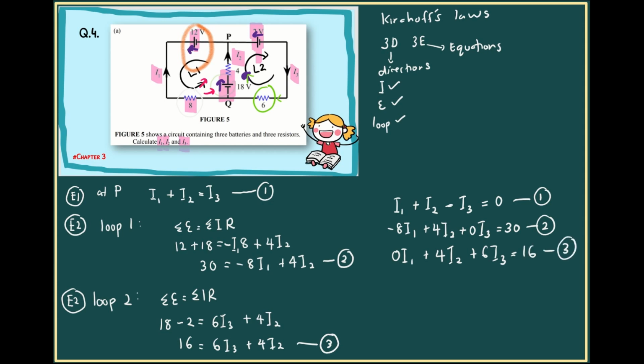You can use the equation function in the calculator. Then finally, you'll get your values: I1 is supposed to be 2.27 ampere, I2 is 2.69 ampere, and I3 is 0.69 ampere.